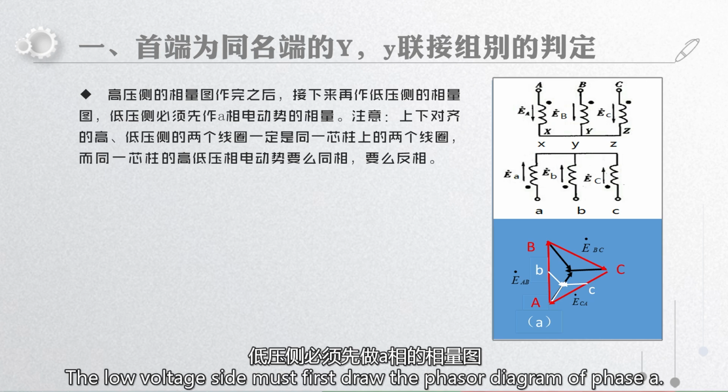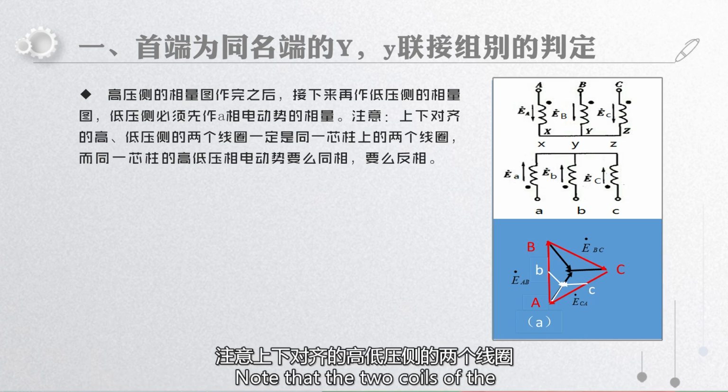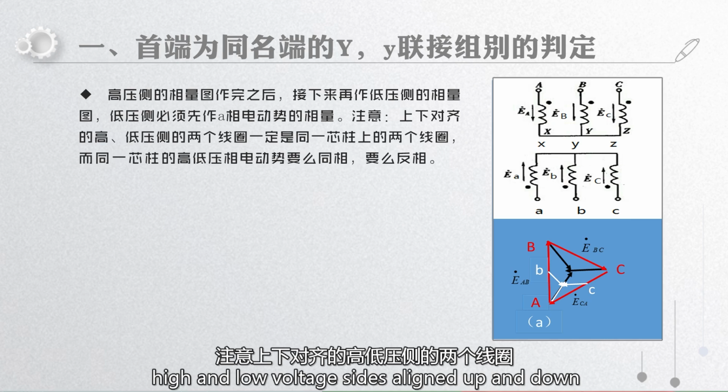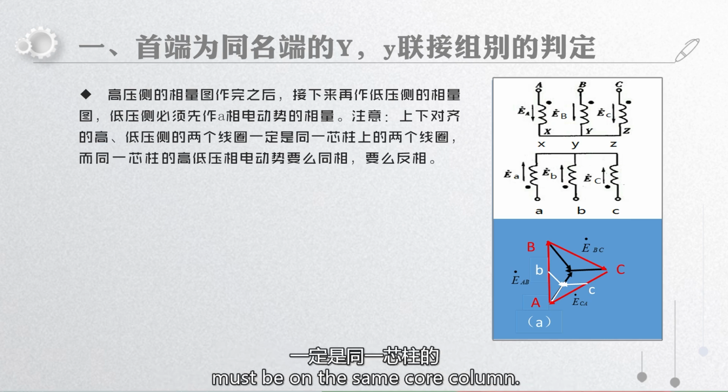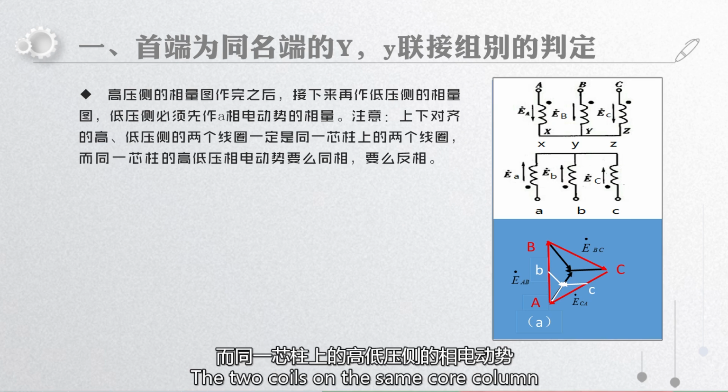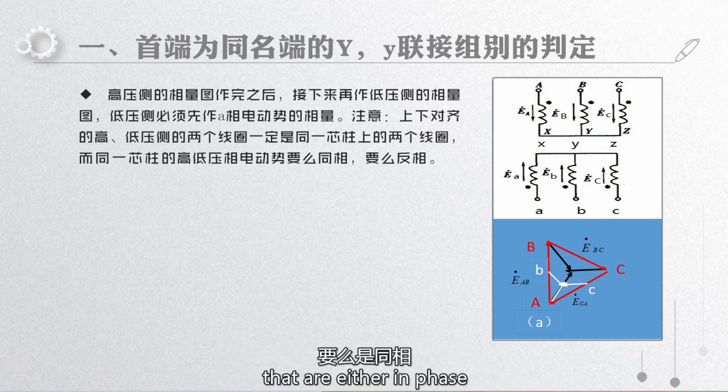The low voltage side must first draw the phasor diagram of phase A. Note that the two coils of the high and low voltage sides, aligned up and down, must be on the same core column. The two coils on the same core column must have phase electromotive forces that are either in phase or out of phase.